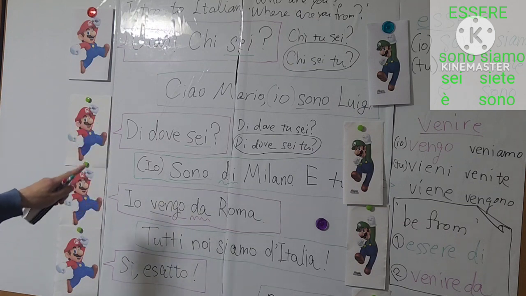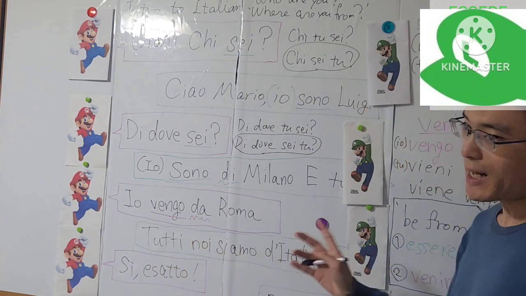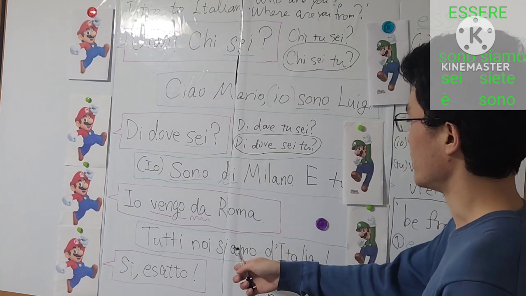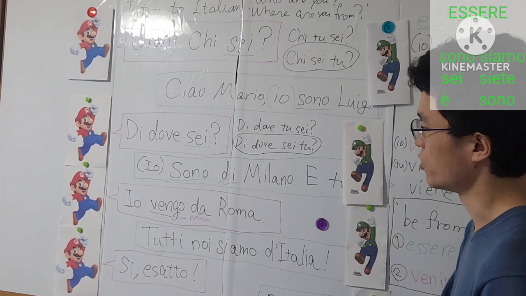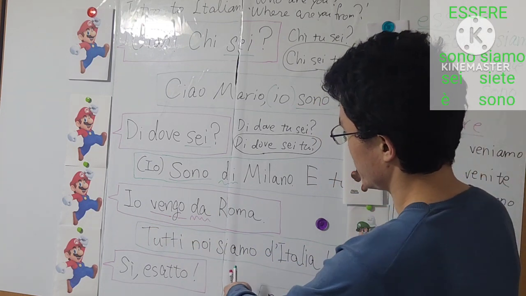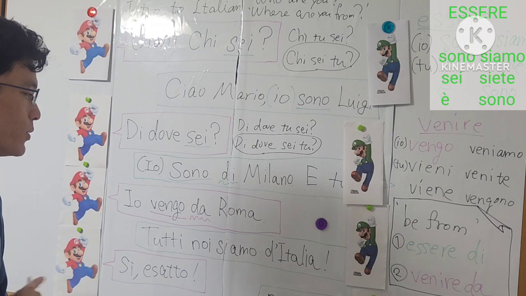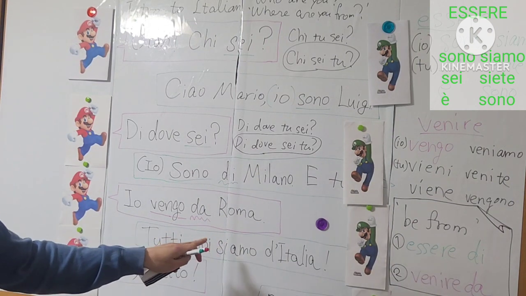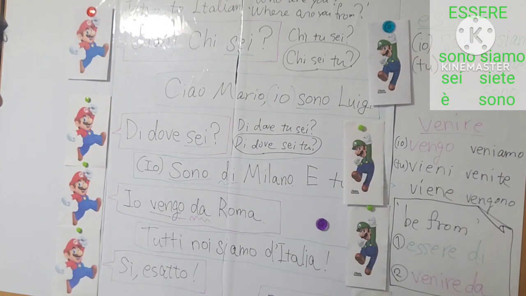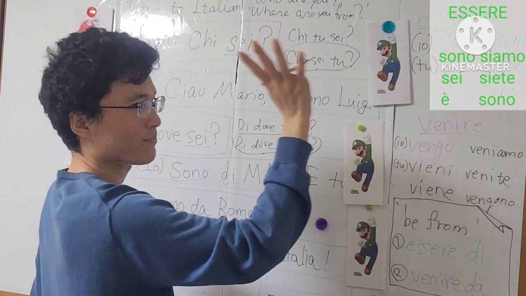Okay, the conversation still continues. Yeah, Luigi says, Tutti noi siamo d'Italia. Tutti noi siamo d'Italia. Okay, here as well you see some new words. Let us put aside tutti now and let us notice noi. Noi is followed by siamo. And what is siamo? You already saw it here. Yeah, siamo. What is siamo? Yeah, because siamo is found in this place of the paradigm.